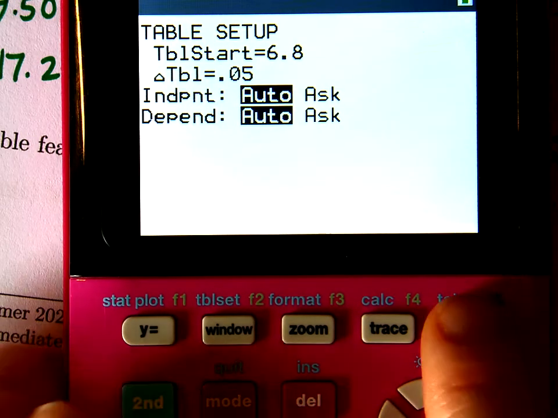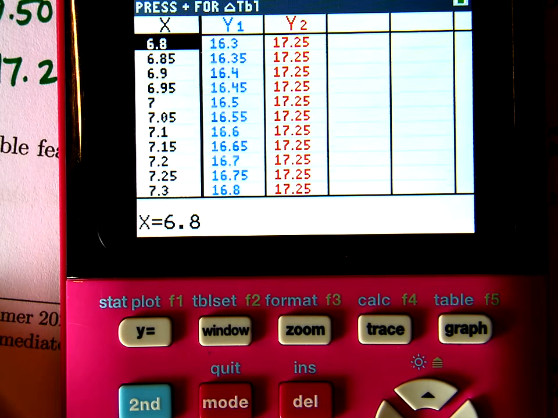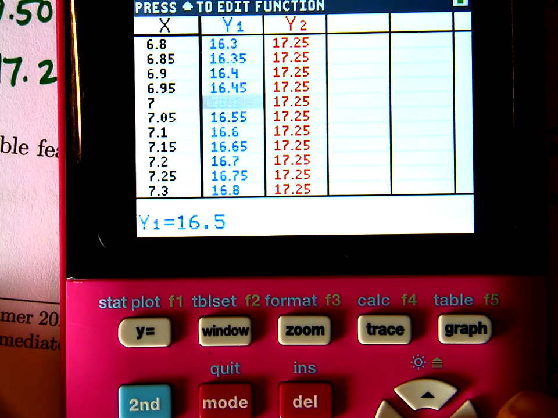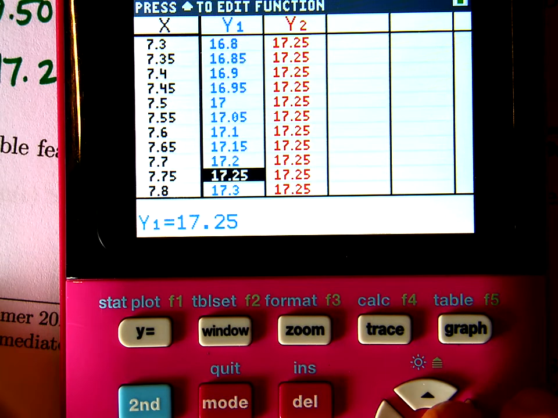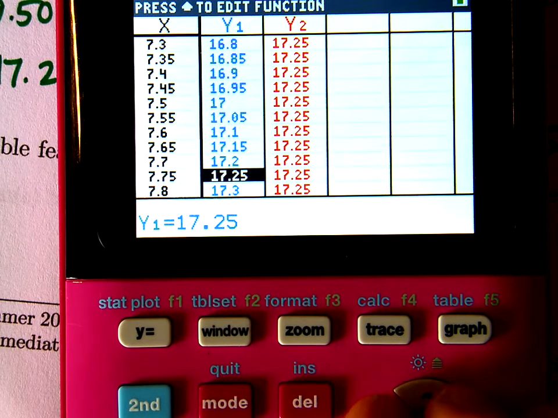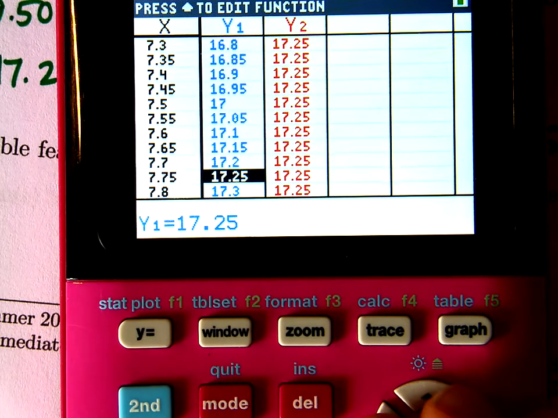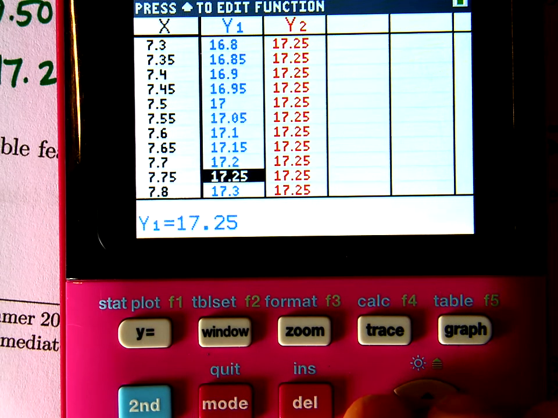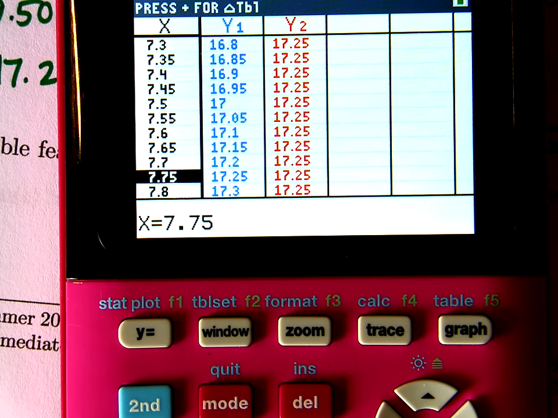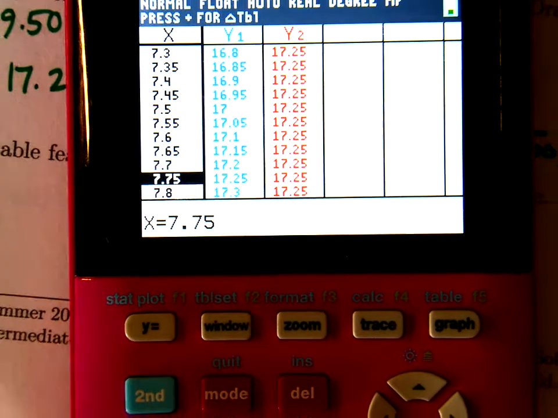I'm going to go second table. And I'm still going to look to see where they're equal. So here we are. Voila. So where the left side of the equation was $17.25, now is also showing it's equal to the right side of the equation, which was y2, and that's when x is equal to $7.75.